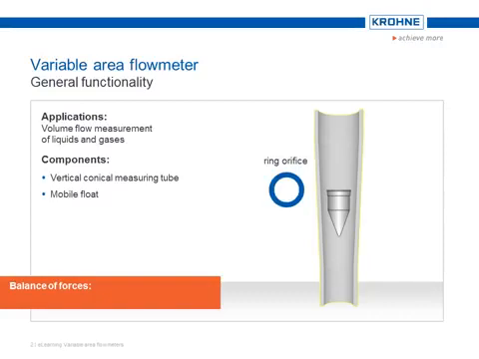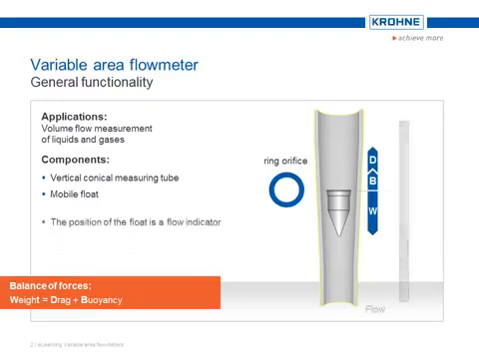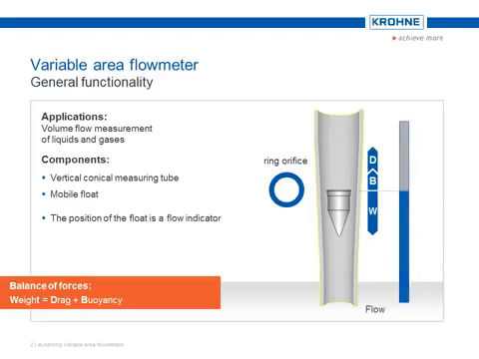Three main forces act on the movable float. The gravitational force W, weight, operates downwards as the reset force, whereas the buoyancy force B and the flow force D, drag, work in an upward direction. The position of the float is a flow indicator.